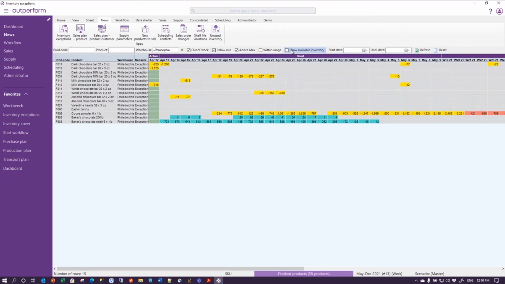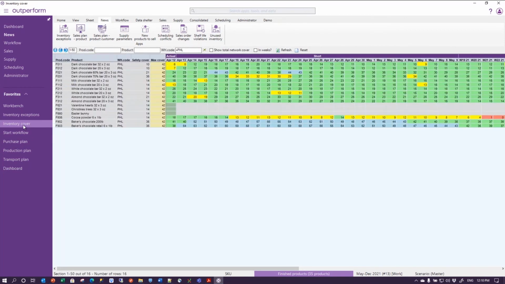A next report I'd like to show is on inventory cover. Inventory can be expressed as the number of days of demand that it is covering. And also over here, you see the same color scheme, green being an additional color, meaning it's really inbounds. Yellow is below the target, and blue is above the target.